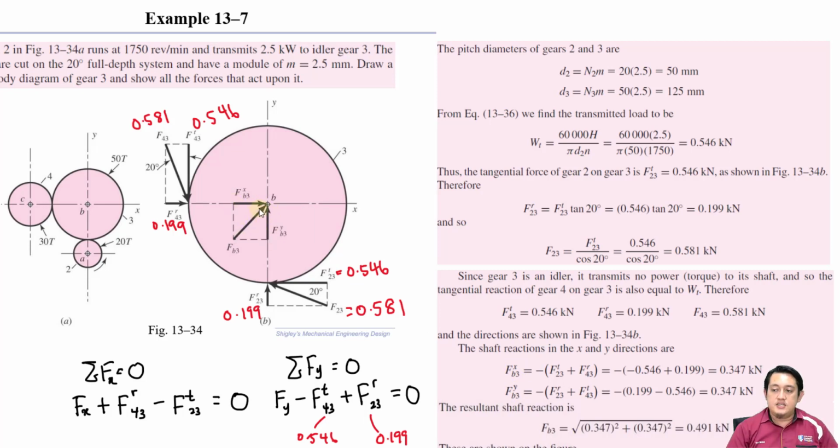And this is the resultant force, meaning the summation of these forces. To calculate it, we can use this equation, which is equal to the square root of Fx squared plus Fy squared. Then the square root, and the value is 0.491 kilonewton. So this is how you calculate the force of a gear.